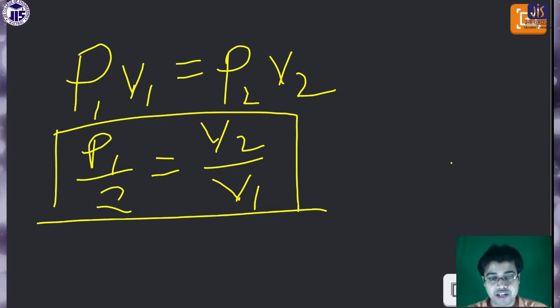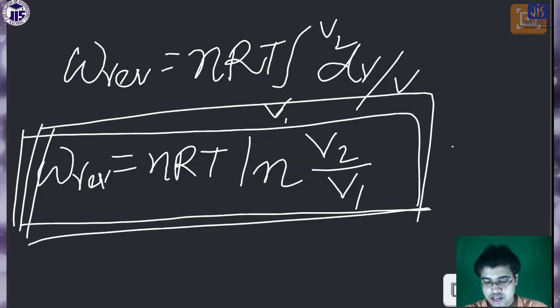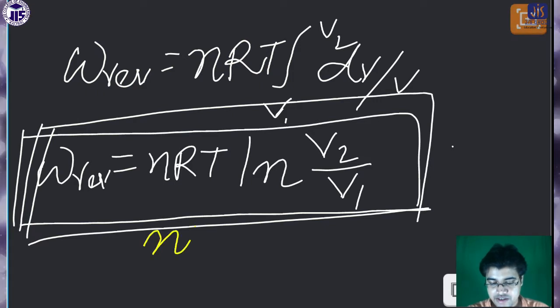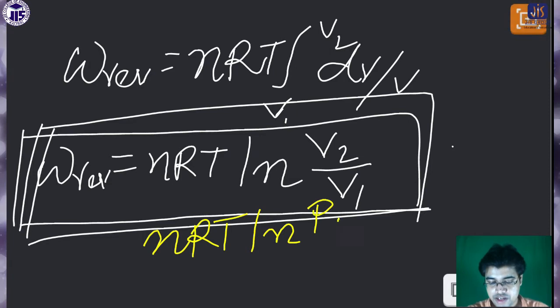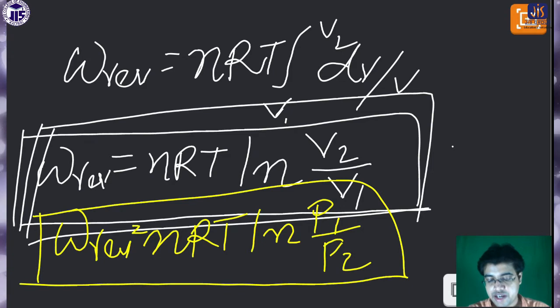Okay, then what will we get? We'll get the equation like here, that equals nRT ln P1 by P2. Okay, so W reversible, also we can write down, equals nRT ln P1 by P2.